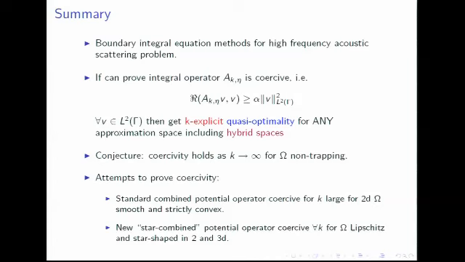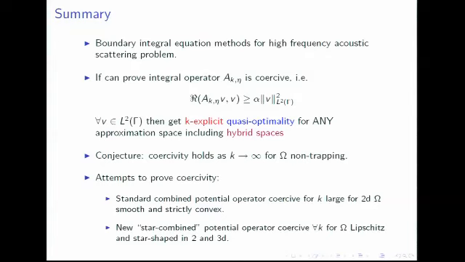If you can prove that the integral operator is coercive, that's this property here, then this is great because it gives you k-explicit quasi-optimality for any approximation space. So this holds both for piecewise polynomials and the standard methods, and also for these hybrid spaces.